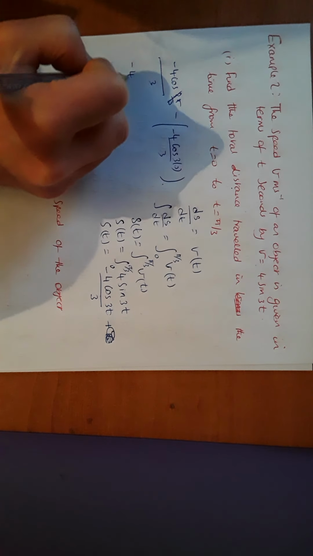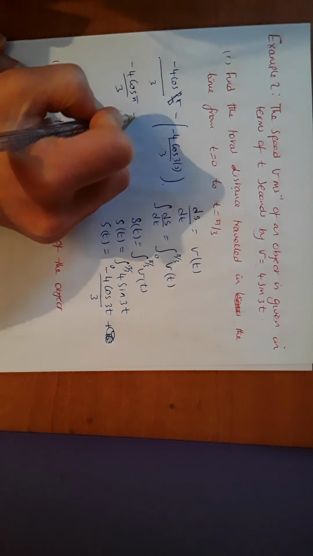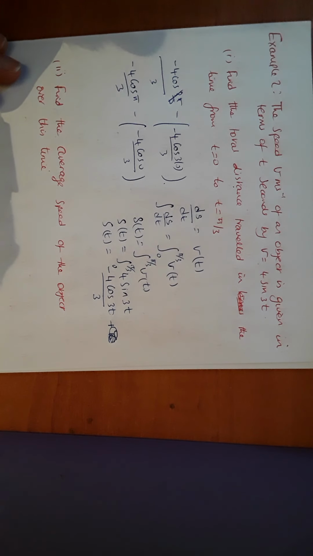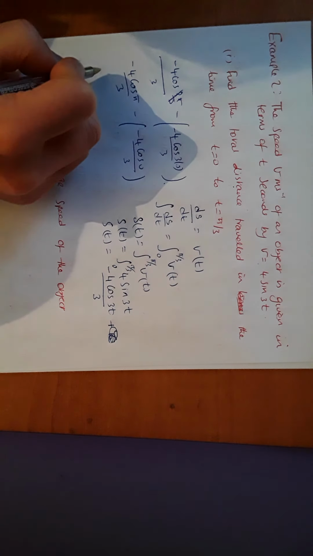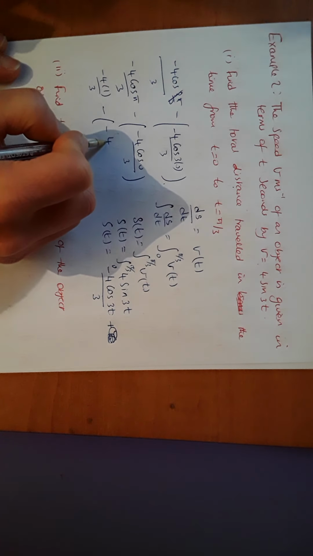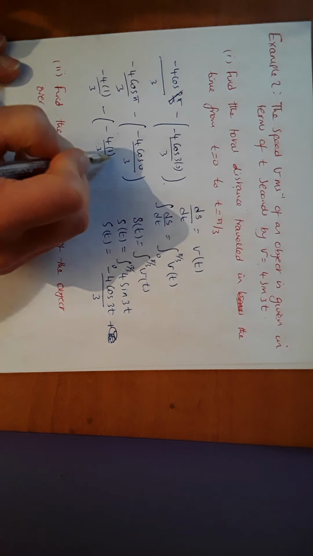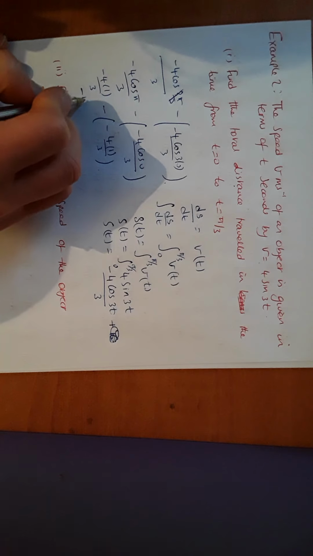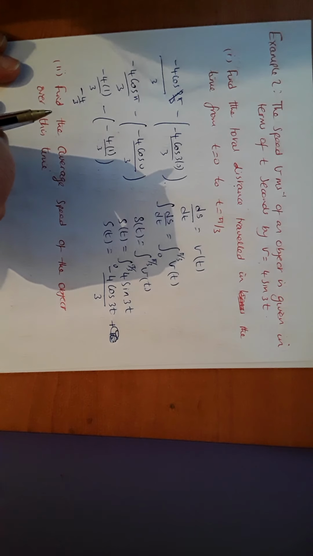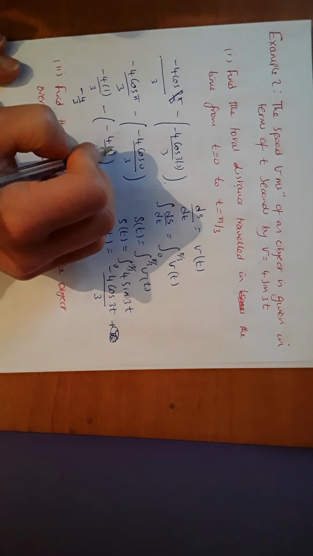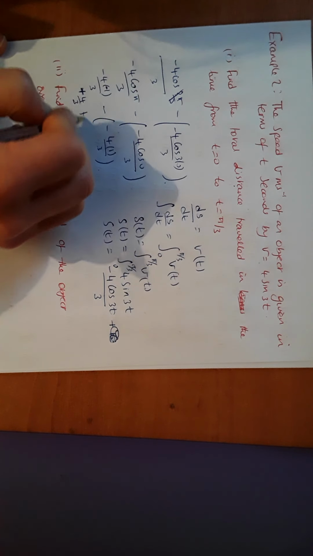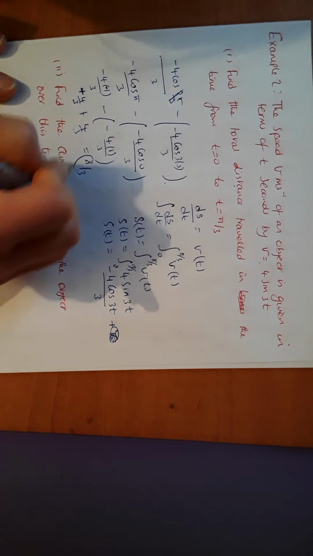So this is minus 4 times the cos of pi minus 4 times the cos of 0, all over 3. Now cos of pi is minus 1. So minus 4 by minus 1 over 3, minus 4 times cos of 0, which is 1, all over 3. That's wrong there, that should be a minus 1. Cos of pi is minus 1. So that's plus 4 over 3, and this is plus 4 all over 3. So my answer is 8 over 3 or 2 2/3.